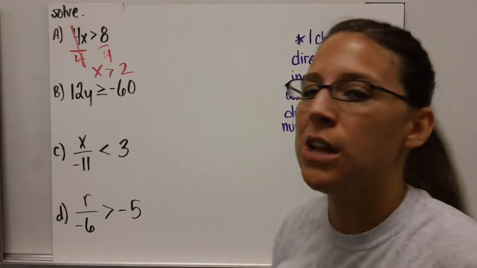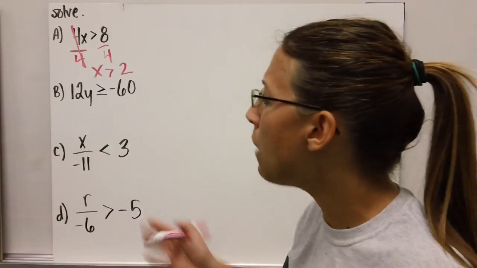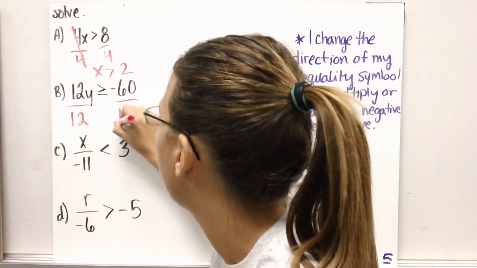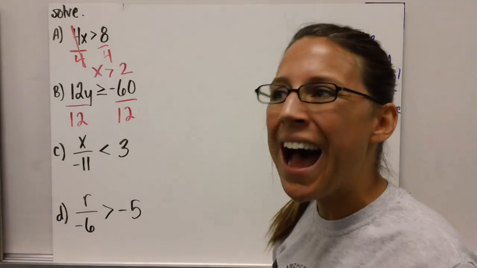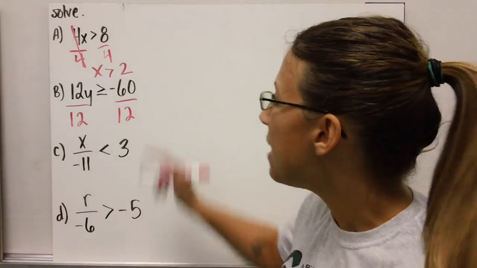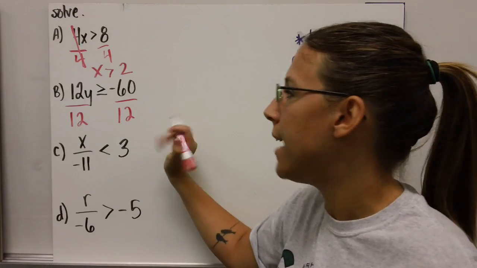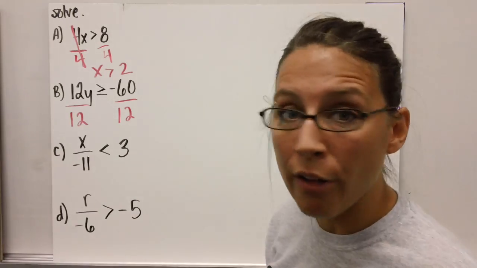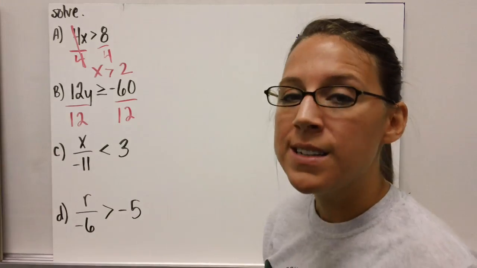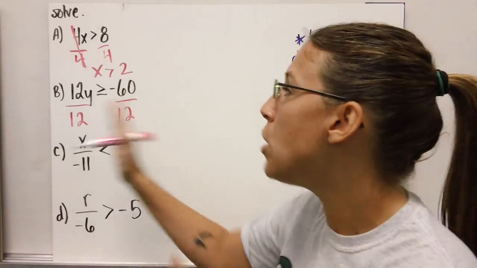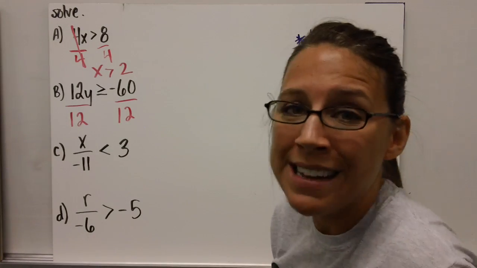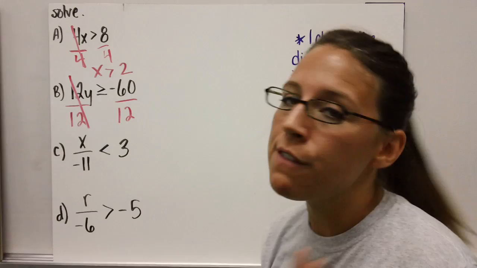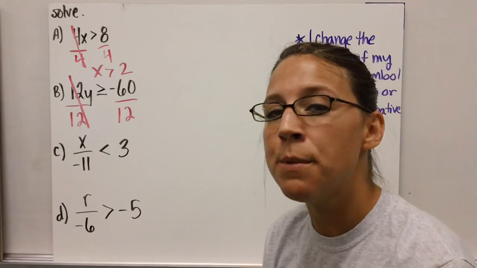We're in good shape. How about B? 12y is greater than or equal to -60. Now the opposite of multiplication is division. I'm going to divide both sides by 12. Now did you hear what I said? Divide both sides by 12. There's a negative here. It's on this side. But did I divide by a -12? No, I divided by 12. There's no need here to change the inequality because I'm not multiplying or dividing both sides by a negative. The negative's already by itself over here. So in fact, if any of you thought that I needed to change the inequality symbol, I don't here.